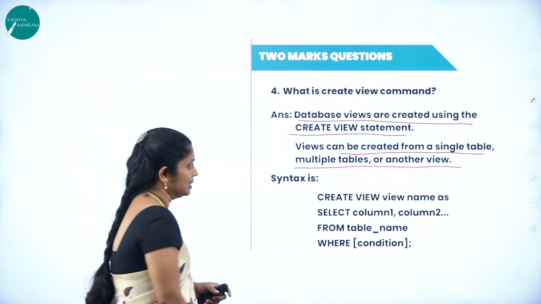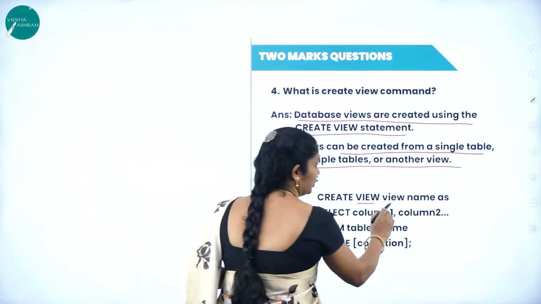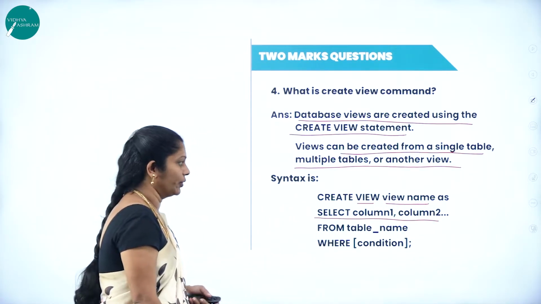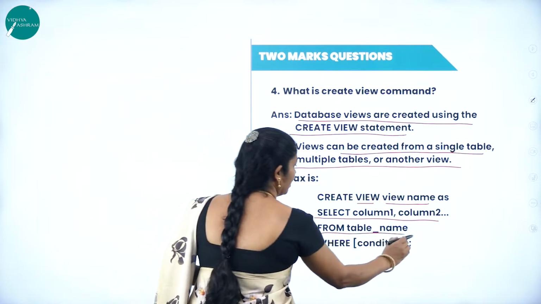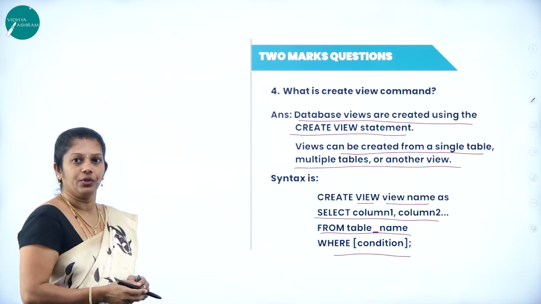Further, the syntax is: create view, view name as select column 1, column 2, whichever columns you want, from table name where condition. This is the general syntax to represent the view command.